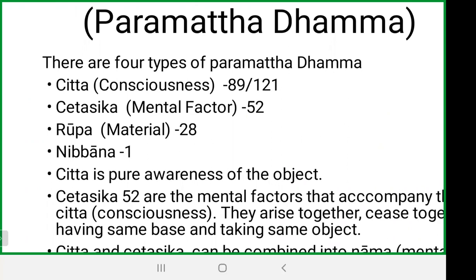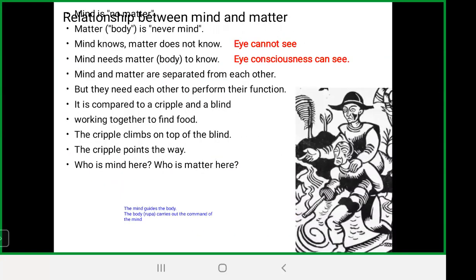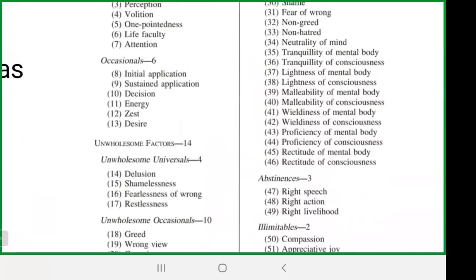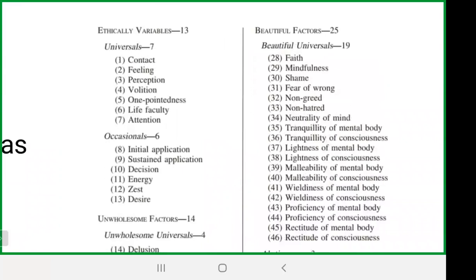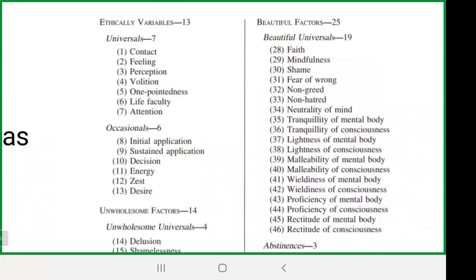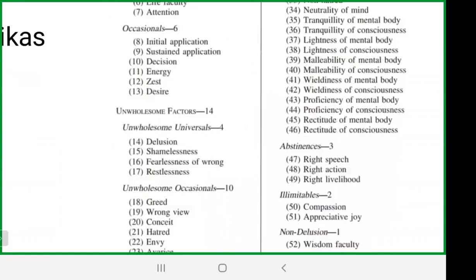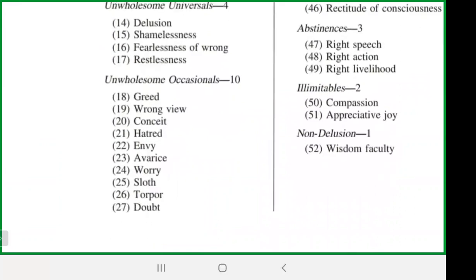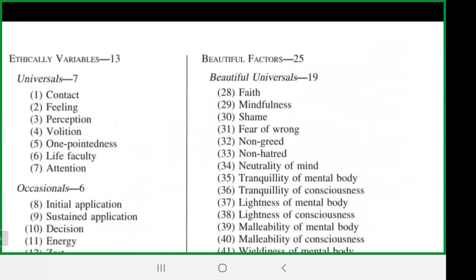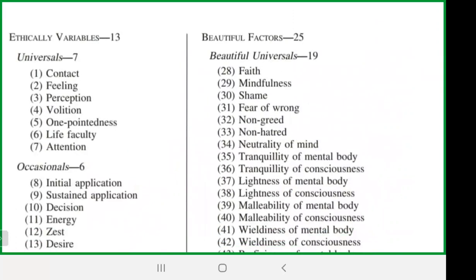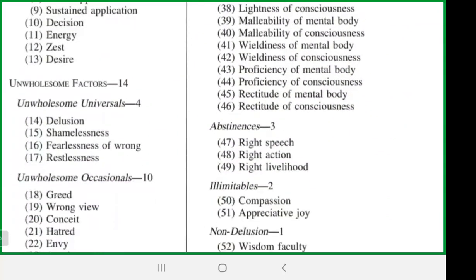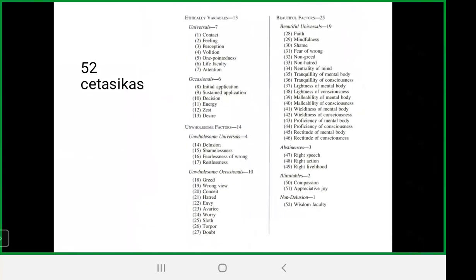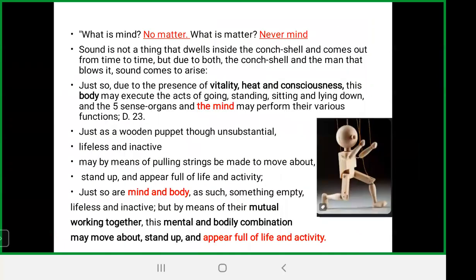So there are 52 Chetasika, and especially when you study Abhidhamma, you will come across contact, feeling, perception, and so on. There are some universal ones, and some unwholesome ones, like delusion, shamelessness, greed, wrong view, conceit, hatred, and so on, and some good ones. All these mental factors accompany the mind, so you can say they give color to the mind. There are good ones like faith, mindfulness, and so on. It's only when you study Abhidhamma in detail that you need to memorize them, like we did in our university. Okay, so now we continue the discussion about the mind and matter.